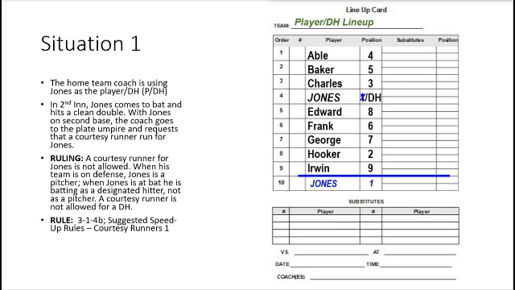In the first situation, Jones is his own DH and he also happens to be the pitcher. In the second inning, he comes to bat and hits a double, and the coach would like to have a courtesy runner for him since he is the pitcher. In this circumstance, a courtesy runner is not allowed because when Jones is on offense, he is the designated hitter. He is not a pitcher.